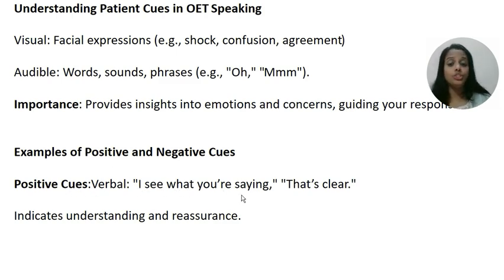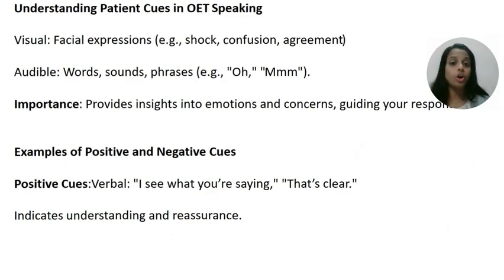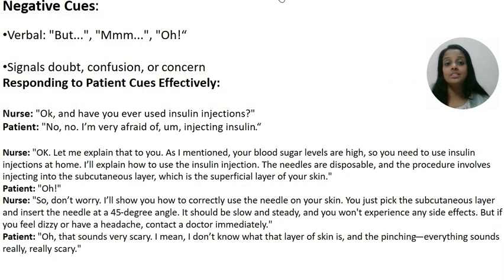Example, I see what you're saying. That's clear. Here, this verbal cue indicates that the patient has understood the information you have provided and is feeling more comfortable or reassured. Let's see some of the negative cues. When it comes to negative cues, here the patient is saying, but, mm, or oh. So these responses often signal that the patient has concerns or doubts about the information or treatment options being shared.